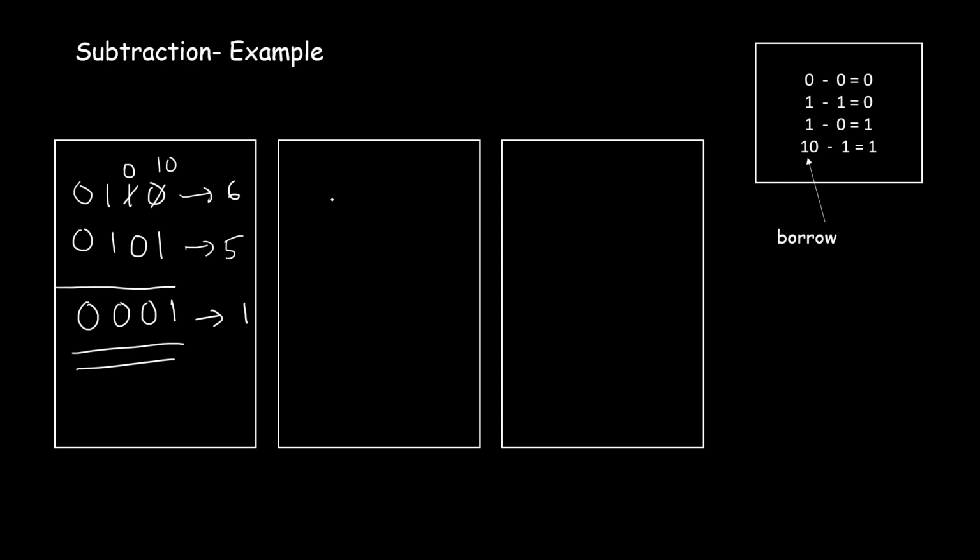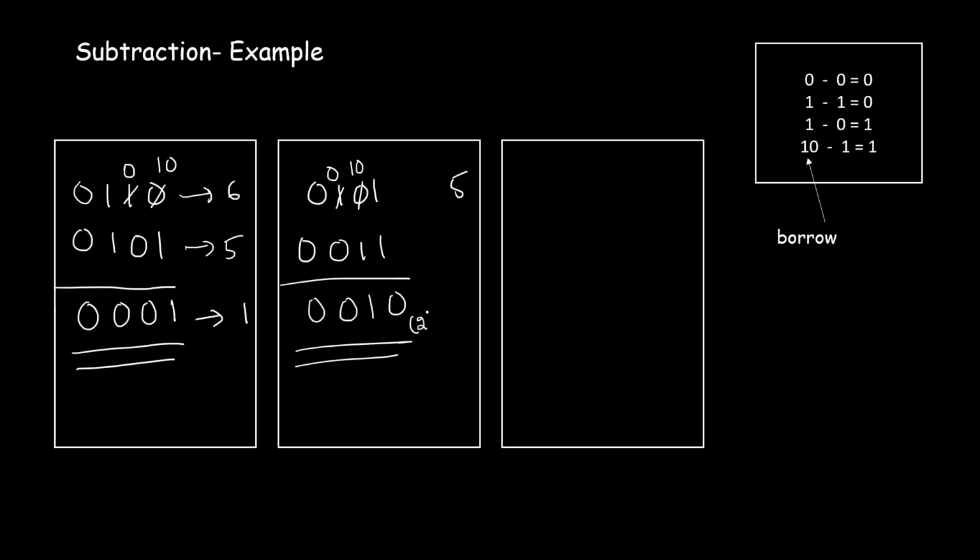Okay, so let me take another example. 0 1 0 1, which is a 5, minus 0 0 1 1. According to the rule of subtraction, 1 minus 1, you can refer here, is 0. 0 minus 1, I cannot simply do a 0 minus 1, so I take a borrow from here. This turns out to be a 0 and this becomes a 1 0. 1 0 minus 1 is 1. 0 minus 0 is a 0. 0 minus 0 is a 0. So this is 2 in decimal. This was a 3 in decimal. So 5 minus 3, you are getting a 2.